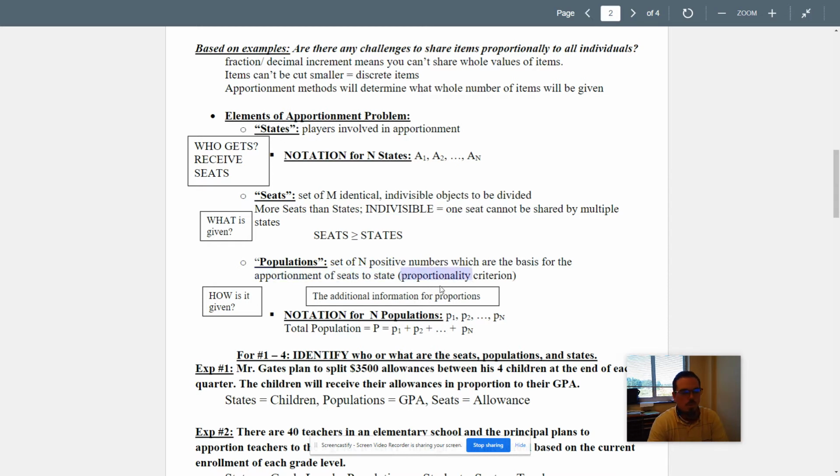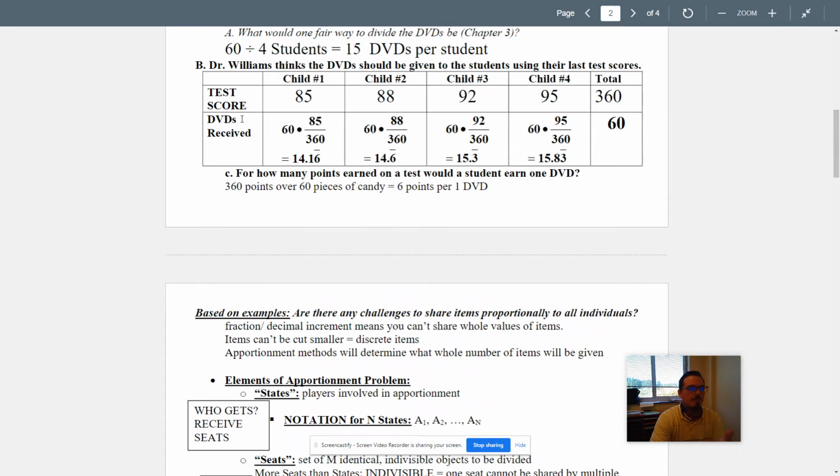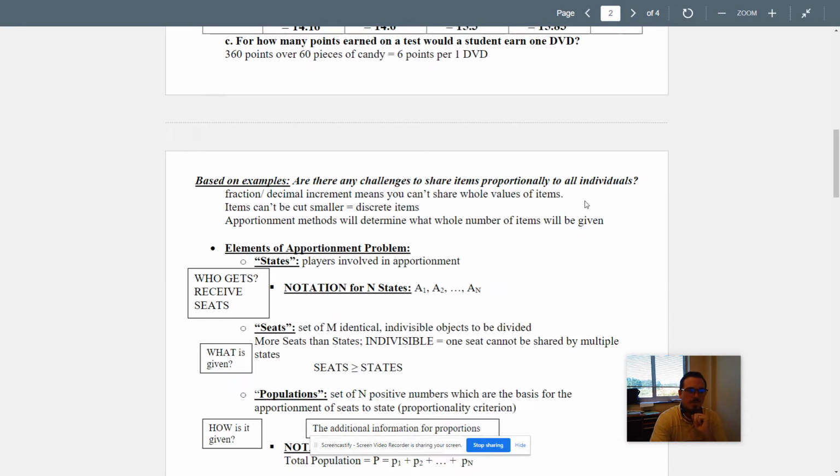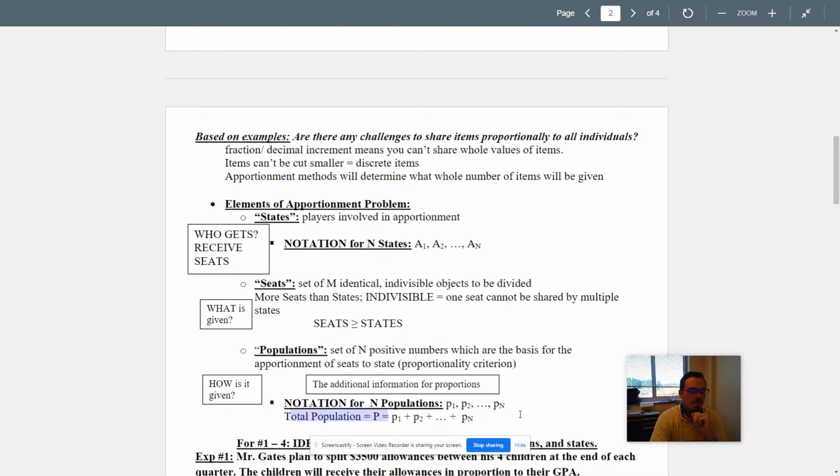Proportionality criterion is what we will call this. So how is it given? The additional information for apportionments is what we'll need here. All right, notation for n populations. We're going to take population 1, population 2, population n, like we did back up here in the test scores, and add them all together, and that will give us the total population.